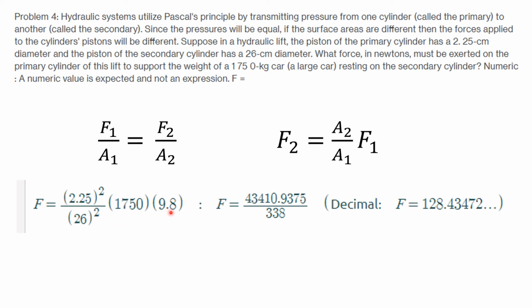So we have to get the weight. We wanted it in newtons, so we have to take this times 9.8. So we would do this calculation, and we would get the answer to this would be 128.43. And you see we do get a very significant mechanical advantage by doing this.